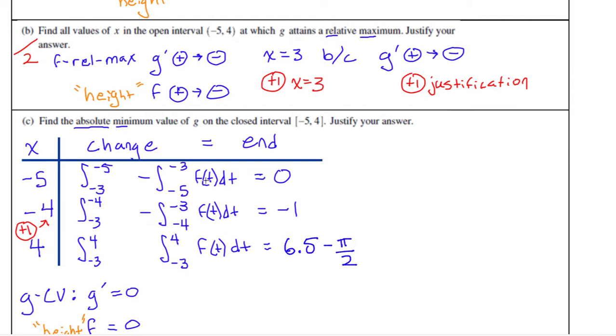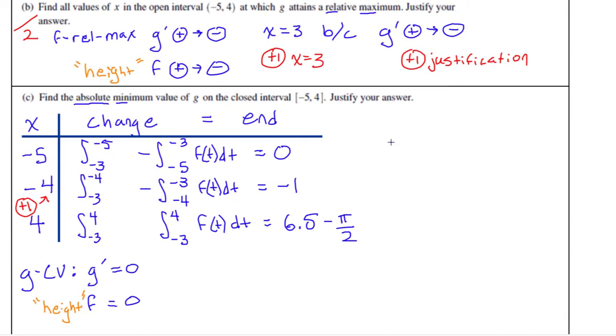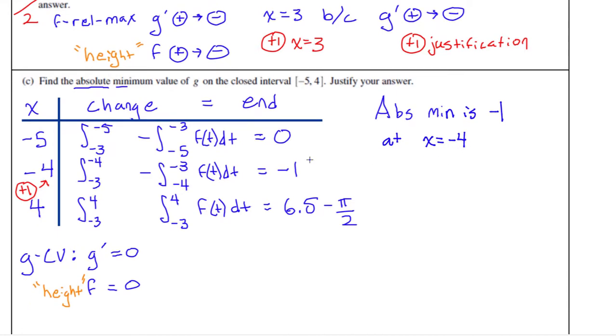And again, I'm looking for the absolute minimum. Which of these is the smallest? It is clearly this value of -1. And again, you will get it correct if you talk about what the actual minimum value is and where it occurs. Just put them both. So you say the absolute min is -1, and it happens at x equals -4. And our justification comes from the table.